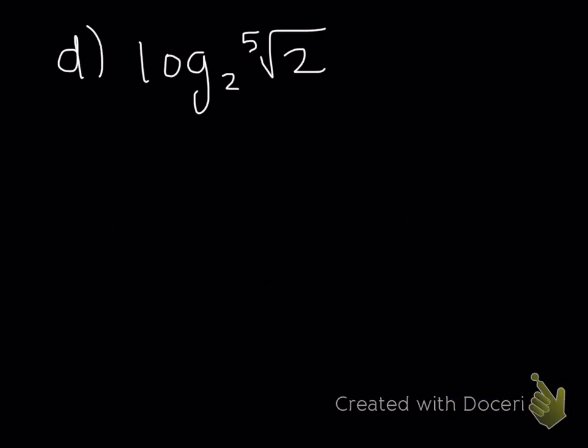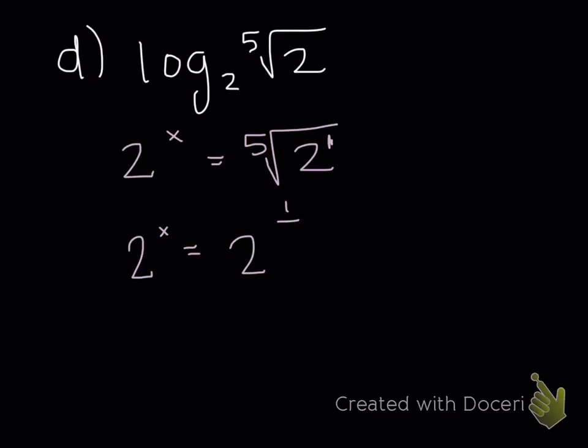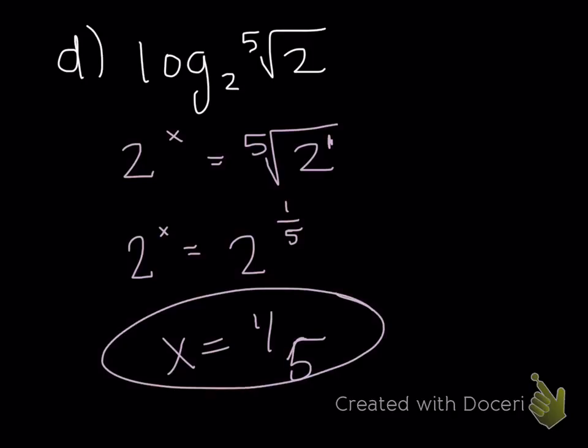So one last one. Here I have 2 to the x equals the 5th root of 2. So again, this is implied to be 2 to the first power. So I need to get that radical out of there, and I would say this is 2 to the 1/5 power. So at this point I can now see that x equals 1/5. And again, as you get better at these, you'll be able to figure out the exponent in your head without having to really write it down.